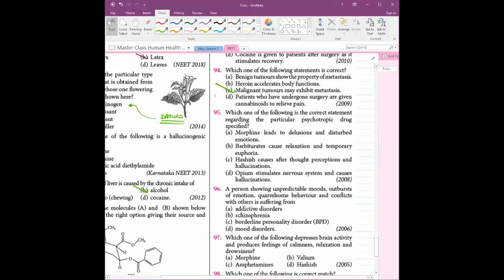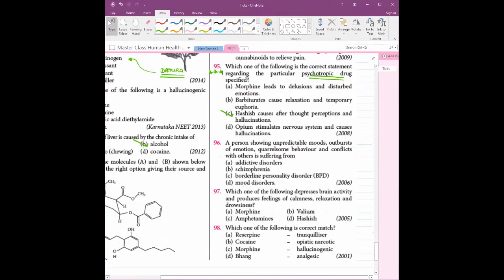Okay, which one of the following is the correct statement regarding the particular psychotropic drug specified? Guys, just have a look. Anybody? Now, who is this psychotropic drug they are talking about? Actually, it is hashish. Hashish causes altered perceptions and hallucinations. So guys, keep this in mind. This part is a little tricky.